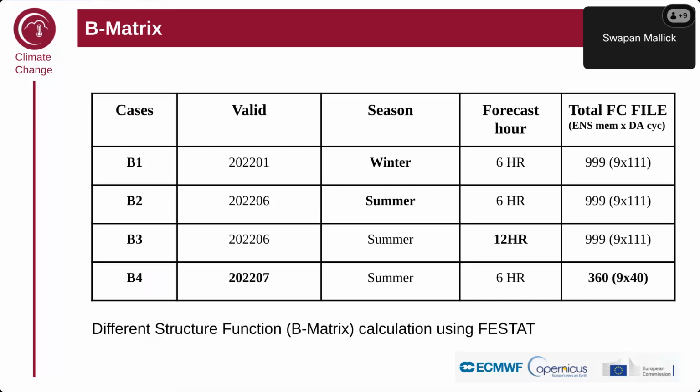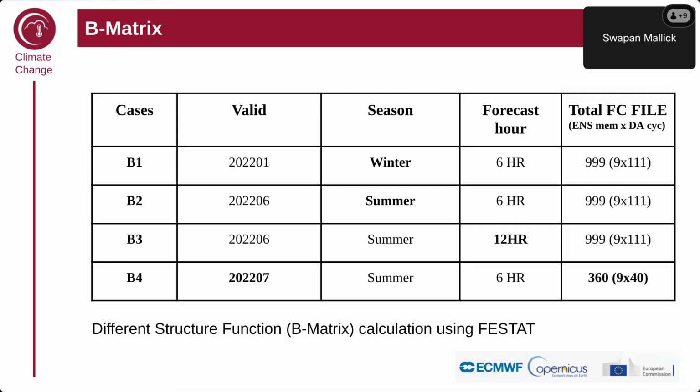So here in this study, today I am showing only four different B matrices I have calculated, but for our reanalysis product, we have calculated almost 24 B matrices for different seasons and different climate scenarios. But today I am going to present only four B matrices and their impact on some extreme events.